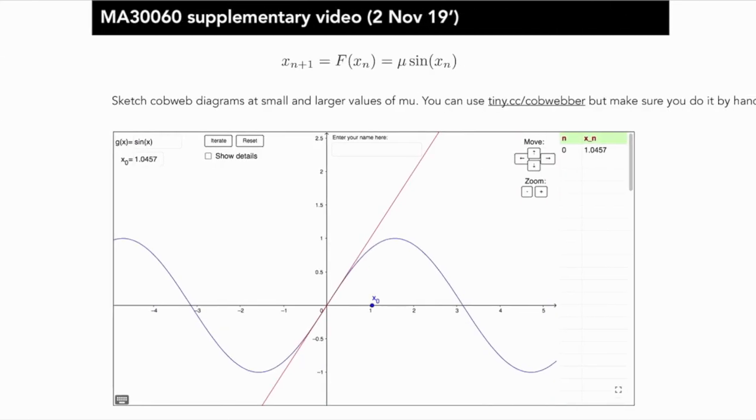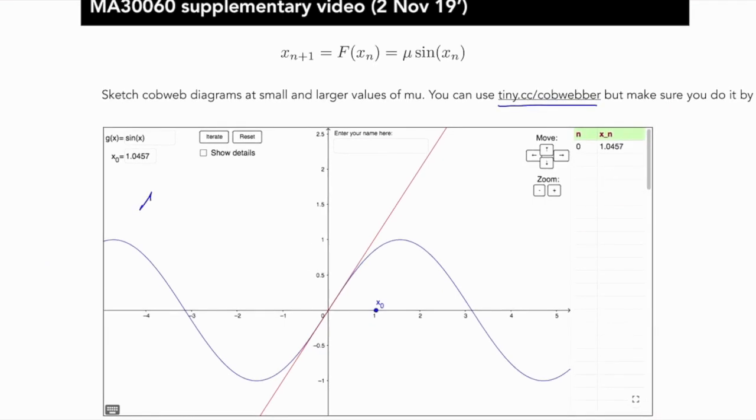Okay? So to start off, if you want, you can go to this website that we talked about in class, and you can use that website to help you do the cobweb diagrams. I advise you to do it both on the computer and also by hand. It's important that you do these things by hand because you'll eventually have to do this type of cobweb analysis on the exam.